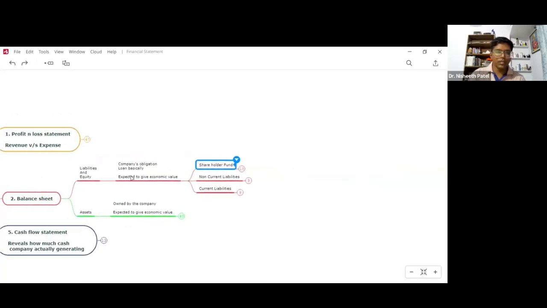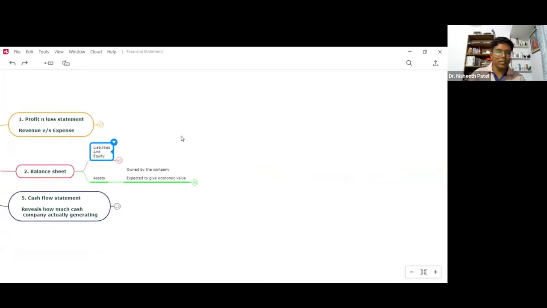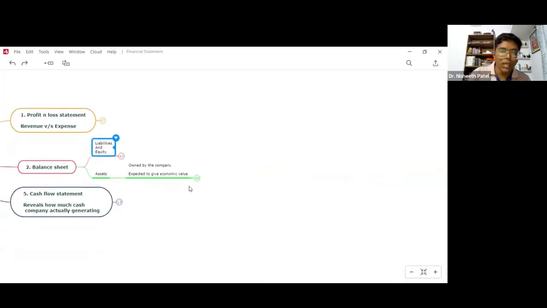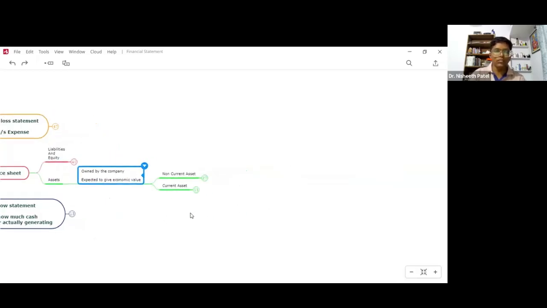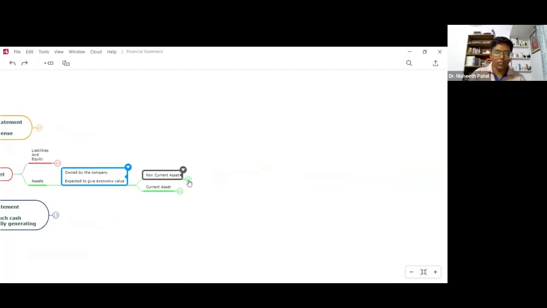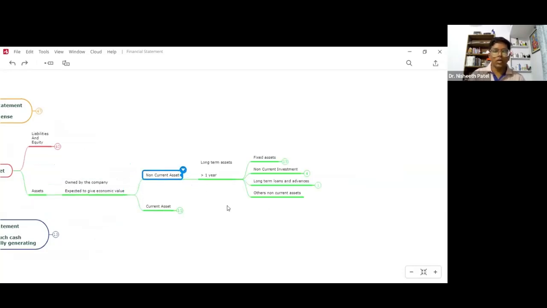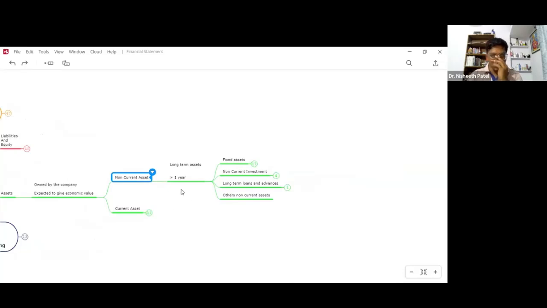So this is on the liability side. Now coming to the asset side: what is owned by the company that is expected to give economic value to the company. Same as in the liability segment, in the asset segment also there are non-current assets and current assets. The non-current assets are held for more than 1 year. That is the fixed asset.